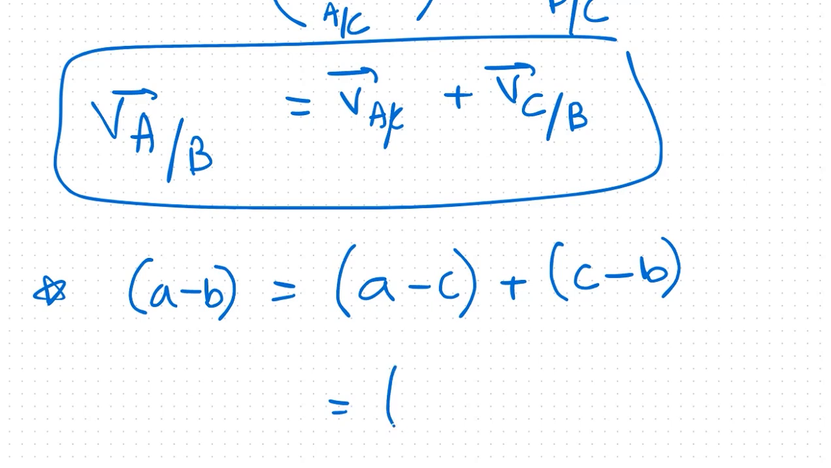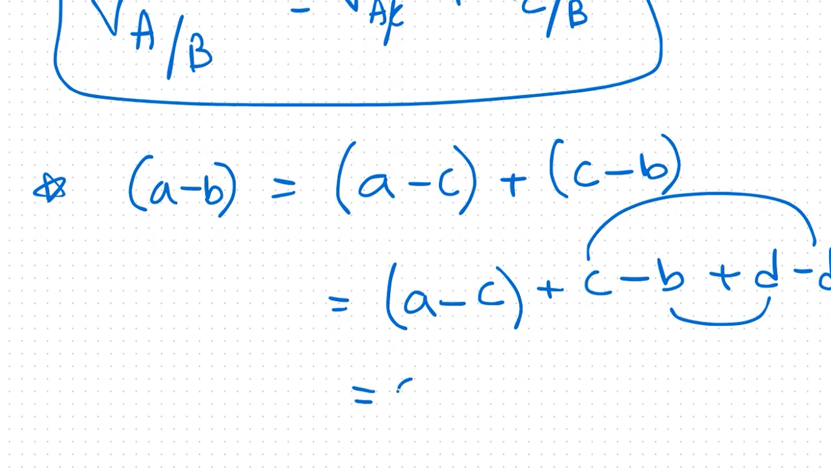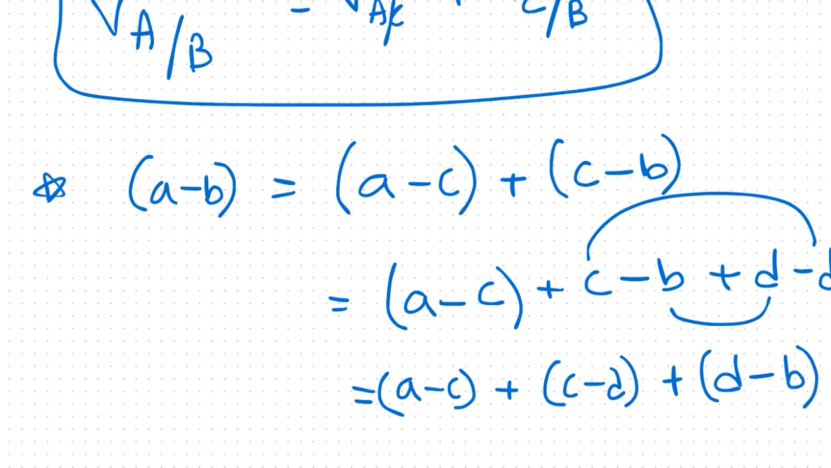Okay, so plus D and minus D. So it's like A minus C plus C minus B plus D and minus D. So C minus D and then D minus D. C minus D, D minus... see, it's the same thing. Yeah, okay.